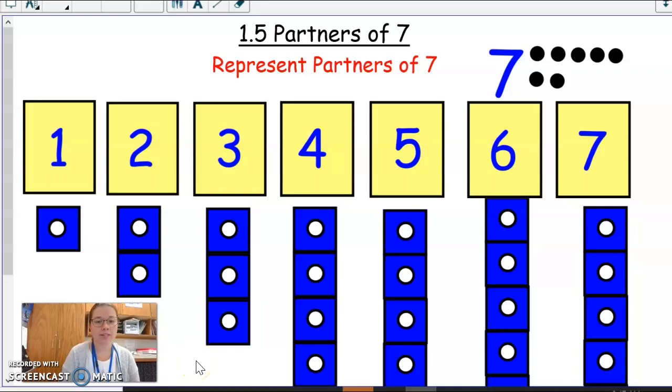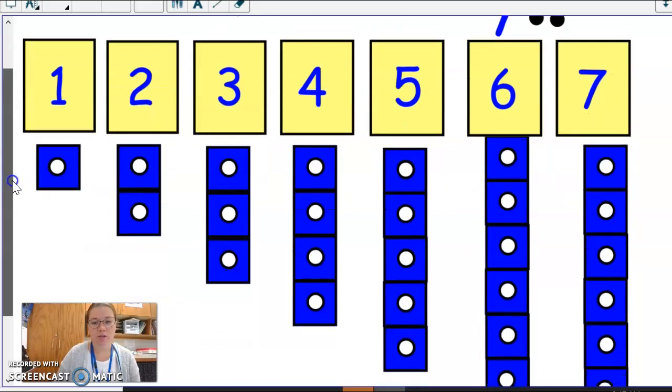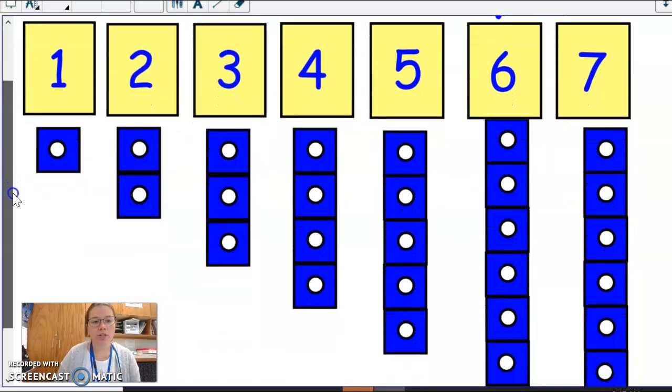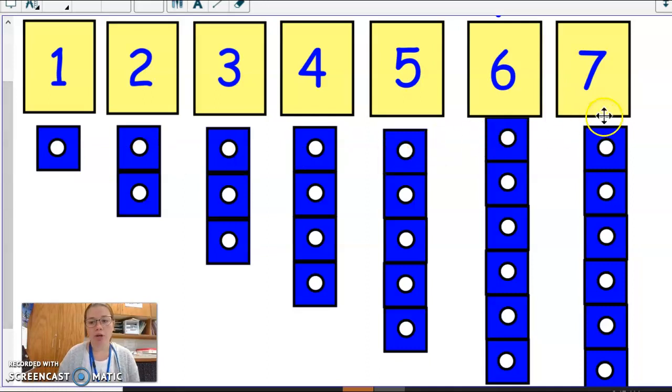Your virtual math lesson today is lesson 1.5. We're going to be representing partners of 7. As you can see, I have my number cards and my stair steps lined up, and we're going to talk about what numbers partner together to make 7. And remember, partner means those things work together, they go together to make 7.